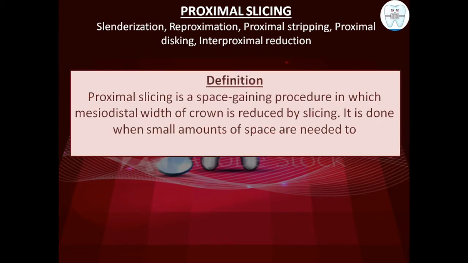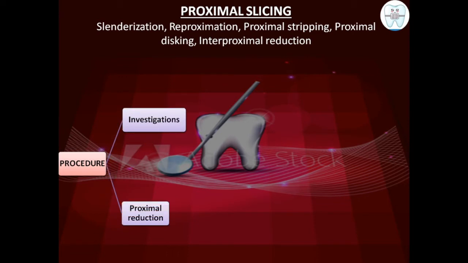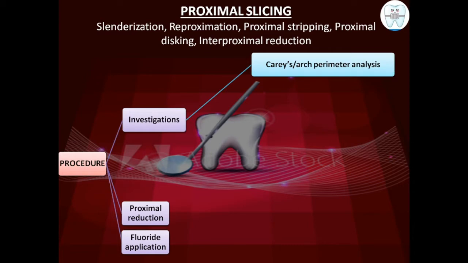So definition: the proximal slicing is a space gaining procedure in which the mesodistal width of the crown is reduced by slicing. It is done when small amount of space is needed to bring the teeth into better alignment. So what are the procedures? It includes investigations pehle and then proximal reduction. So investigations, and after proximal reduction there is fluoride application.